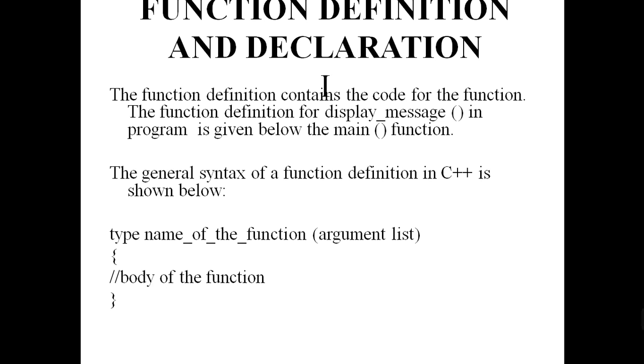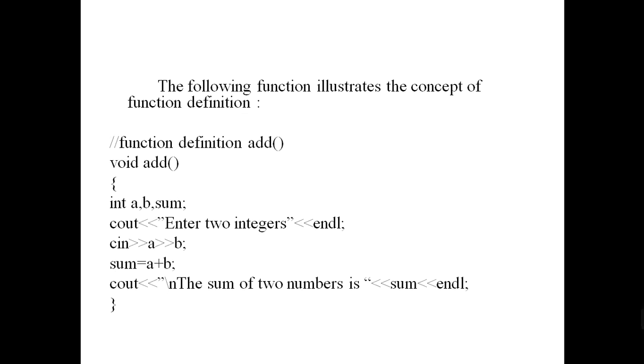Here, the function definition and the declaration. The general syntax for function definition is type, name of the function, then argument list. Type is whatever the type, integer or void. Then the name of the function, whatever you write, such as add, subtract, multiplication, division, volume, area. Then the argument list, then the body of the function. Okay, this is the general definition.